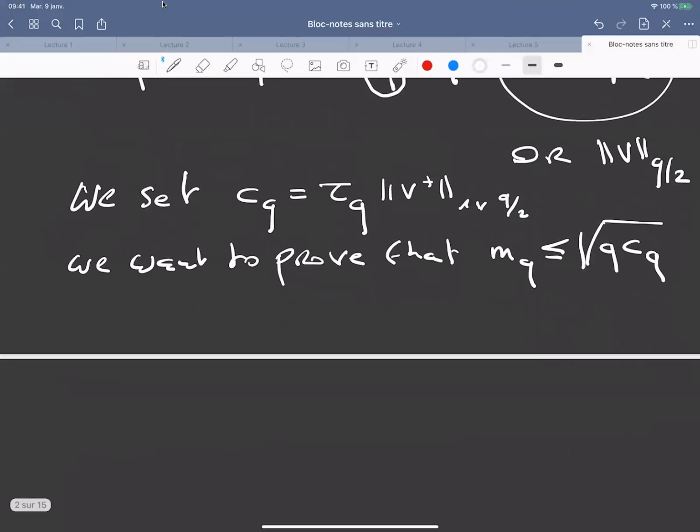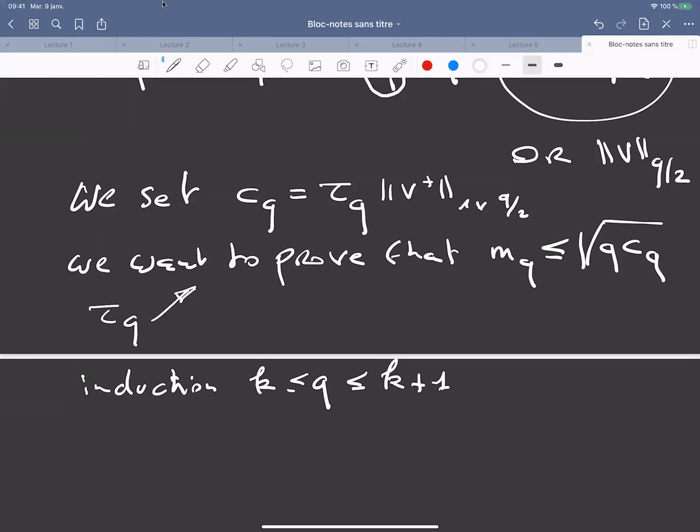And for the moment, what I say about tau Q is that tau Q is non-decreasing, and you will see that the choice of tau Q will become clear from the proof. So the way we want to do that is just use induction and prove the results for all Q between K and K plus 1, K being an integer, and we begin.